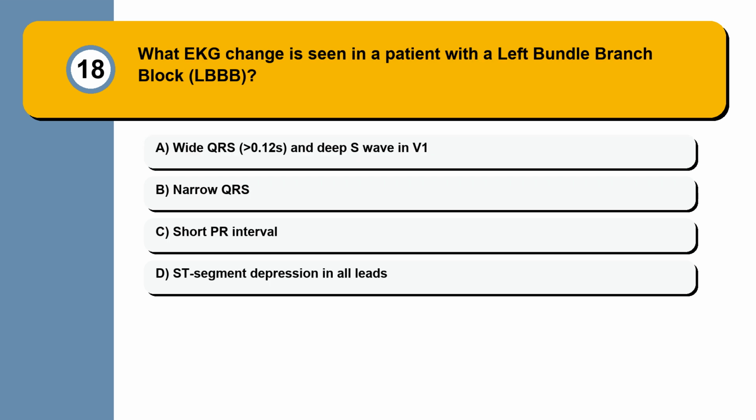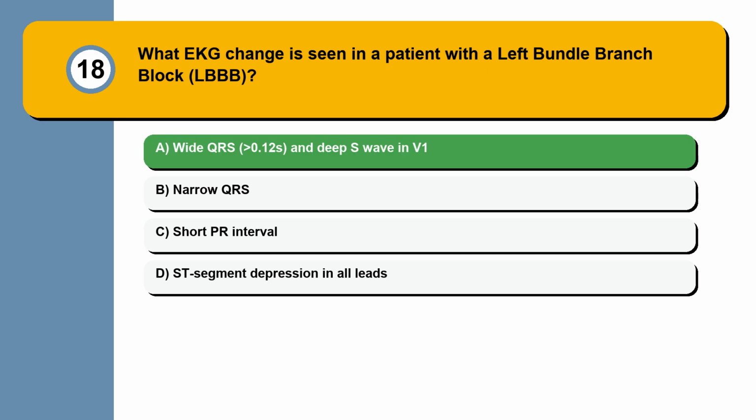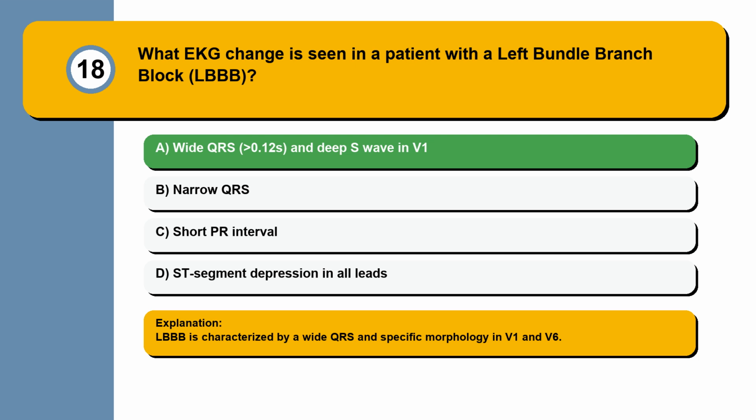Question 18. What EKG change is seen in a patient with a left bundle branch block LBBB? Wide QRS 0.12 seconds and deep S wave in V1; narrow QRS, short PR interval; ST segment depression in all leads. LBBB is characterized by a wide QRS and specific morphology in V1 and V6.